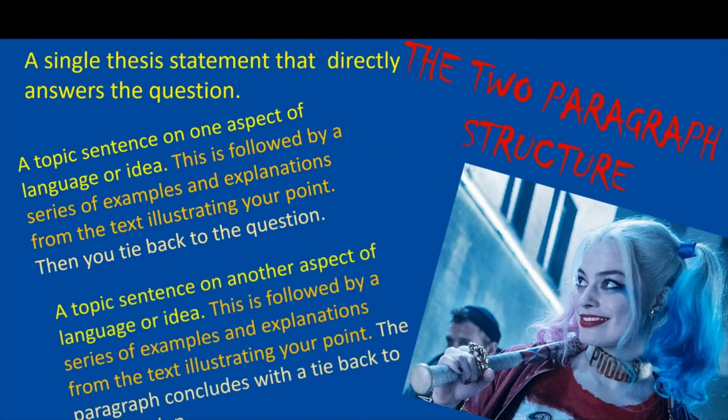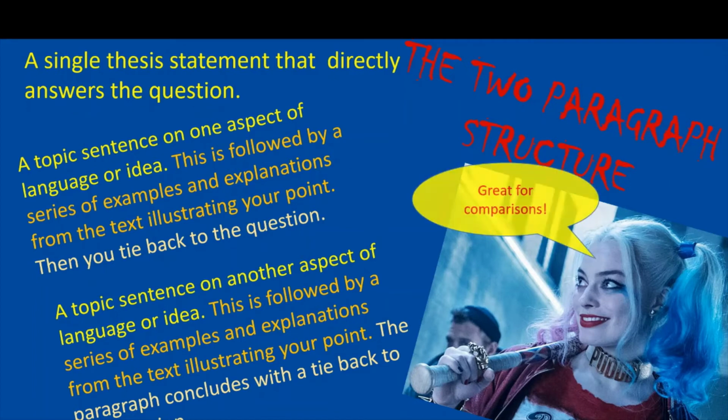And you transition to a second paragraph, which is a topic sentence on another aspect of language or idea. Again, this is followed by a series of examples and explanations from the text illustrating your point, and the paragraph concludes with a tie back to the question. Now this is also a good idea to use two paragraphs when you're doing a comparison between two texts. Just remember to make sure that your language reflects that you are actually comparing them.